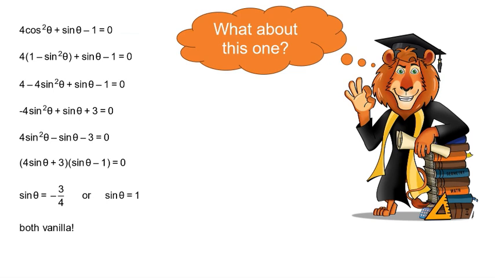Well, ish, because remember, sine theta equals 1 is that unusual one which only occurs every 360 degrees from 90. Hope you found this useful, and hope you have a great day.